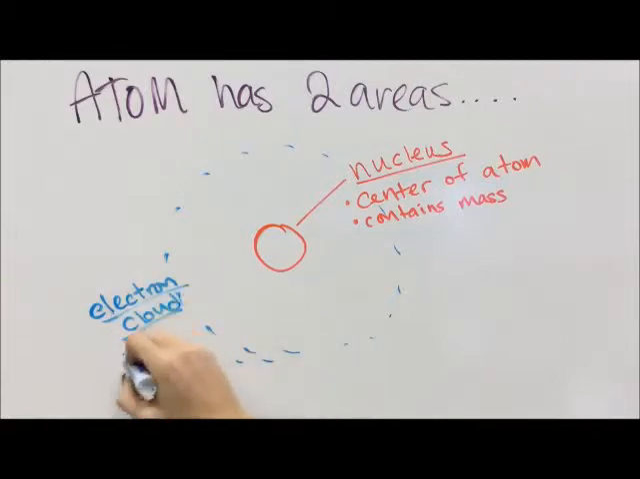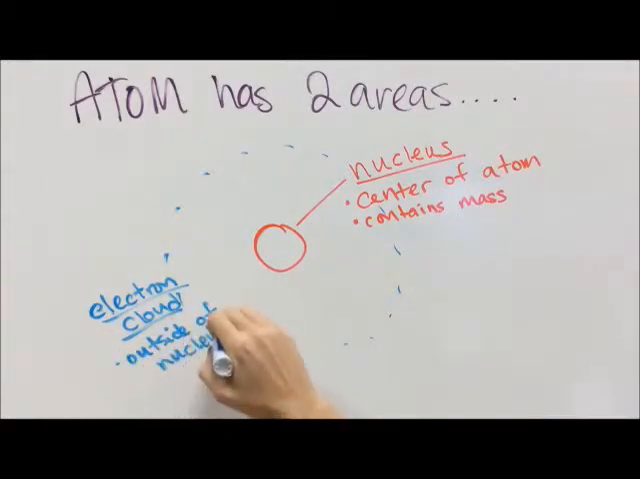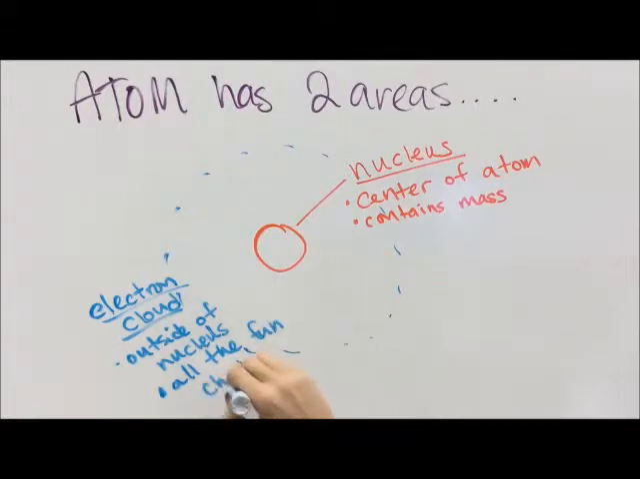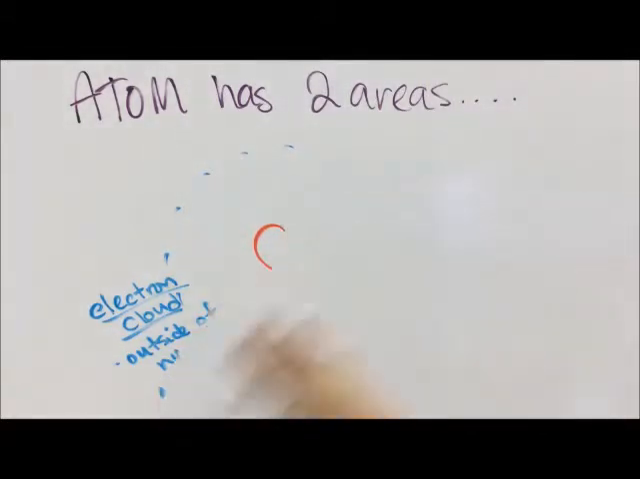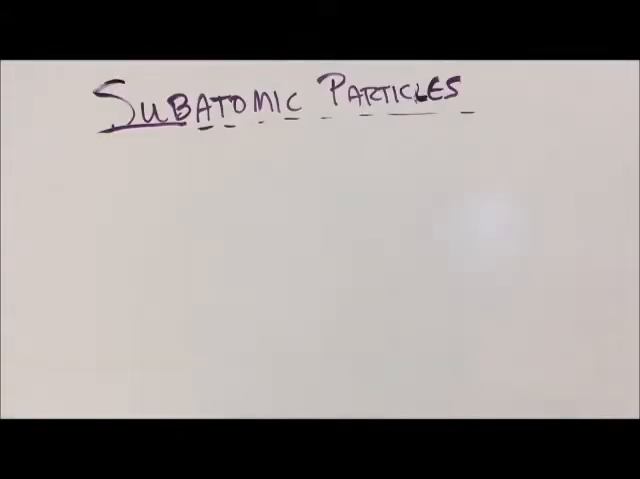Now, around the center is an area called the electron cloud, and it is outside of the nucleus. It is larger in larger atoms because there's more stuff floating around in there, and it's where all the cool, fun chemistry stuff happens. The movement of the particles that live in the electron cloud is what allows chemistry to be chemistry. So, inside of an atom, there are 3 subatomic particles.